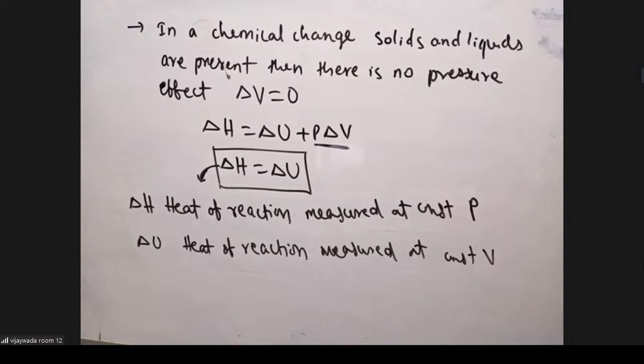Students, solids and liquids are incompressible. If you apply pressure on solids and liquids, they do not compress. Then how can you say pressure effect on solids and liquid reactions? So if there is no pressure, there is no change in volume. So delta V considered as a zero. Got it?